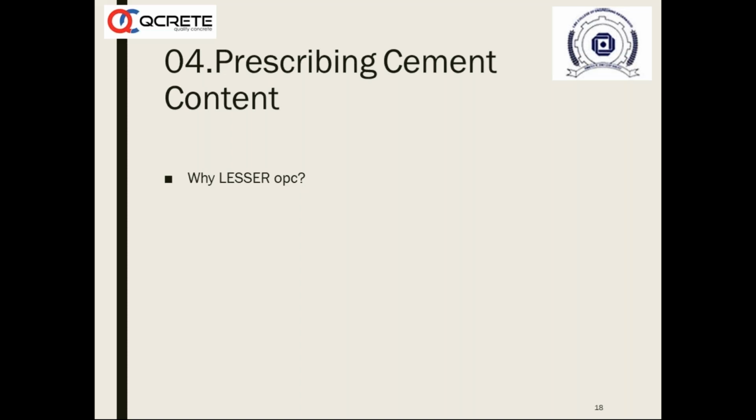And why should we use OPC? It is a precaution that we need to see. It is a very important aspect. Why should we use lesser OPC?